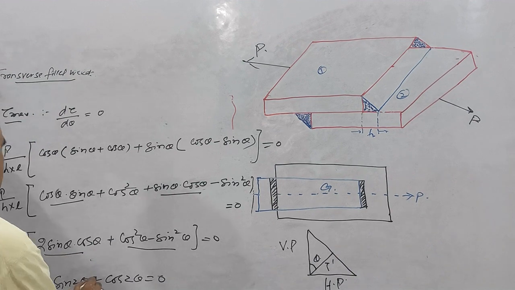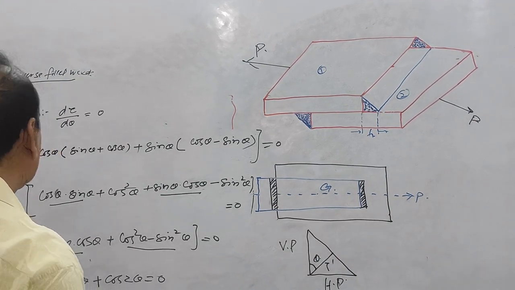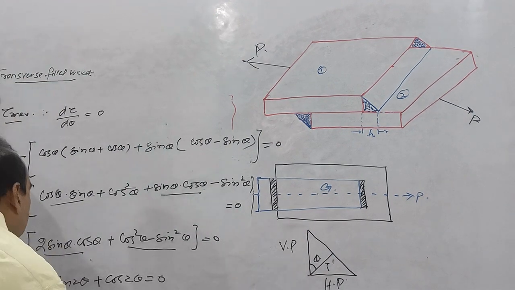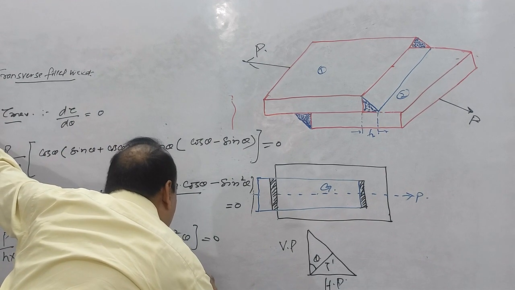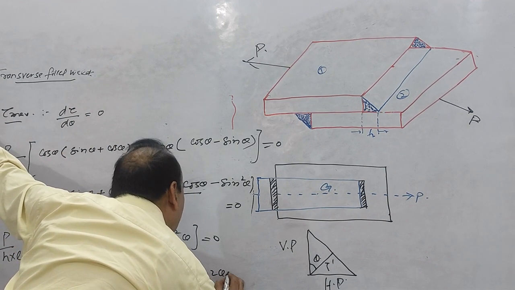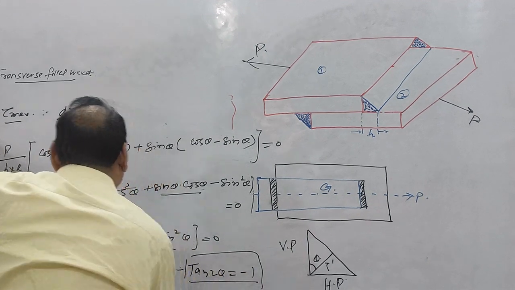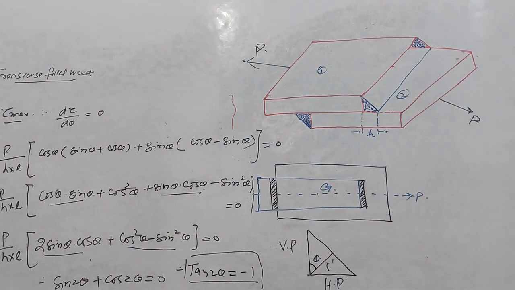Sin 2 theta plus cos 2 theta, sorry, sin 2 theta plus cos 2 theta, this is equal to 0. Therefore, जहां से कर ले हम tan 2 theta, this is equal to minus 1. Dividing by cos 2 theta throughout, this is equal to tan 2 theta equal to minus 1.